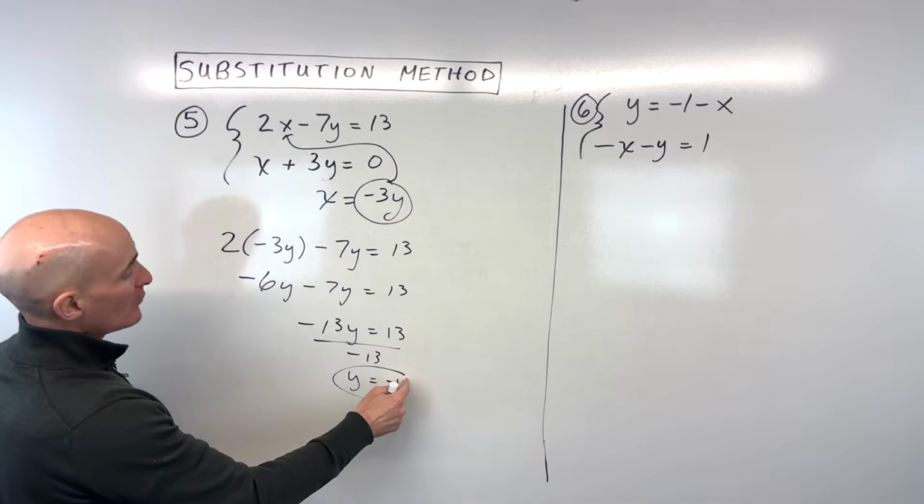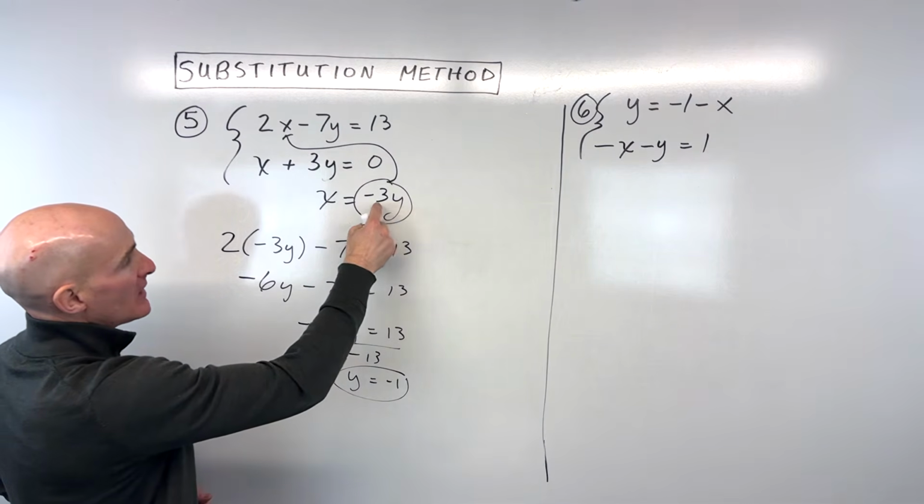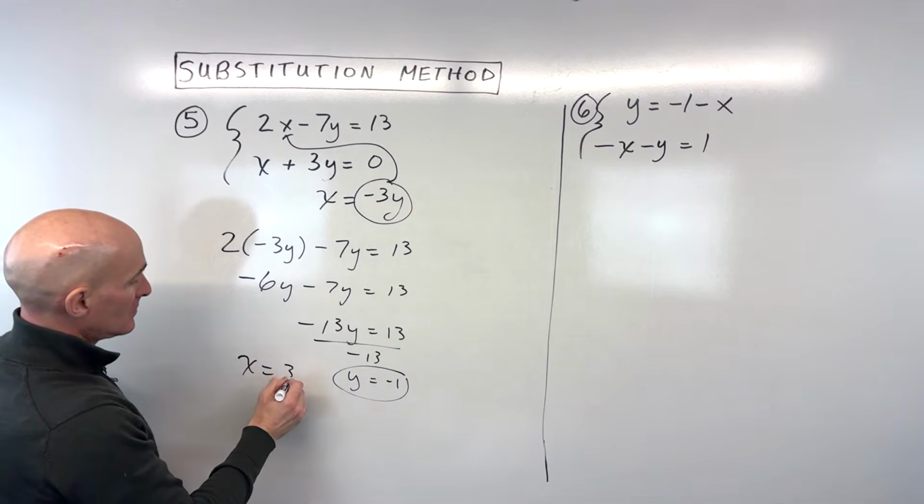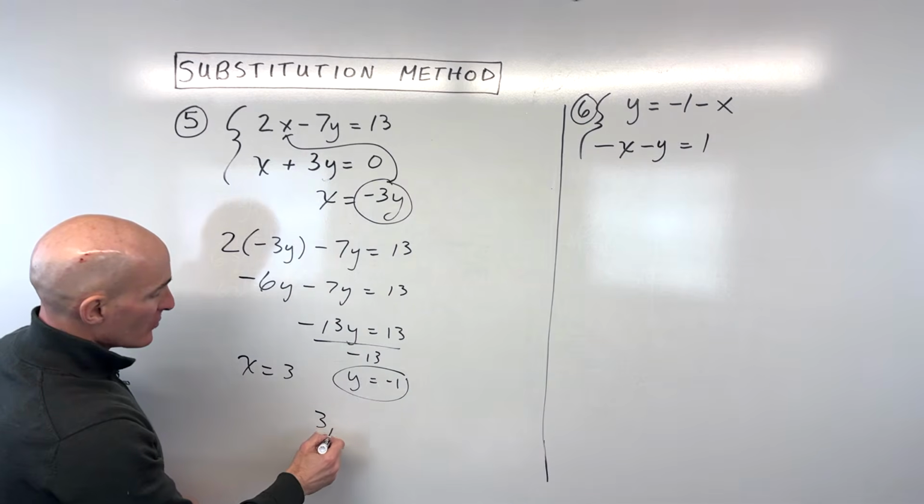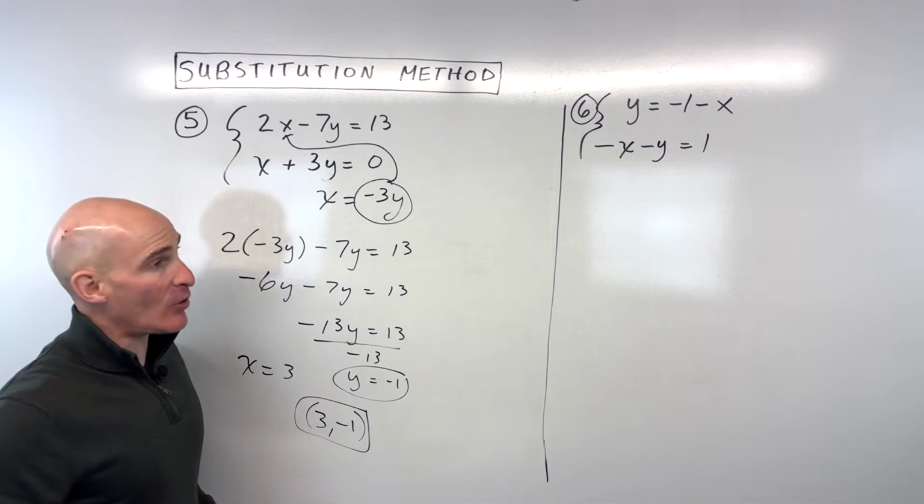Now we can put that -1 in for y here, here, or here, let's do this one. Negative 3 times negative 1 is positive 3. So our final answer is going to be 3 comma negative 1. That's where the two lines cross, alphabetical order, x comma y.